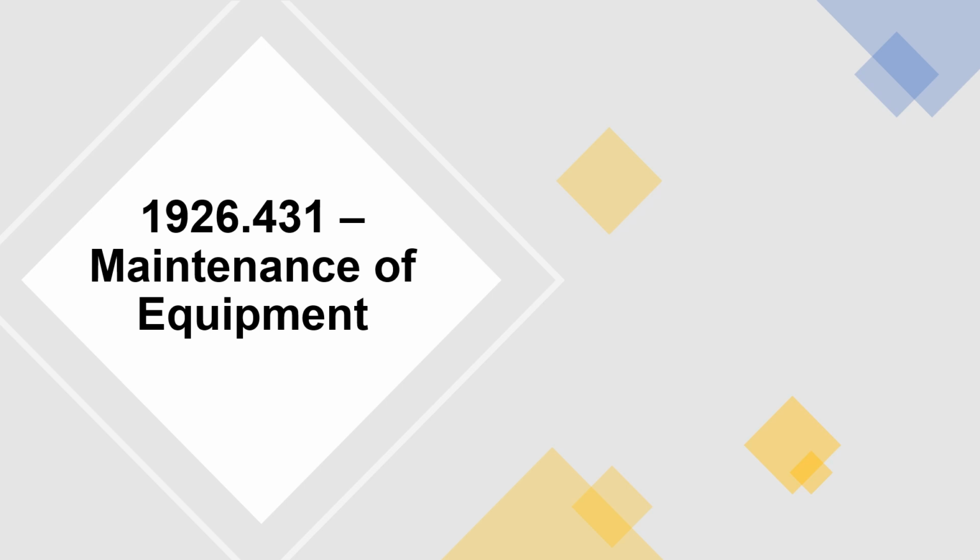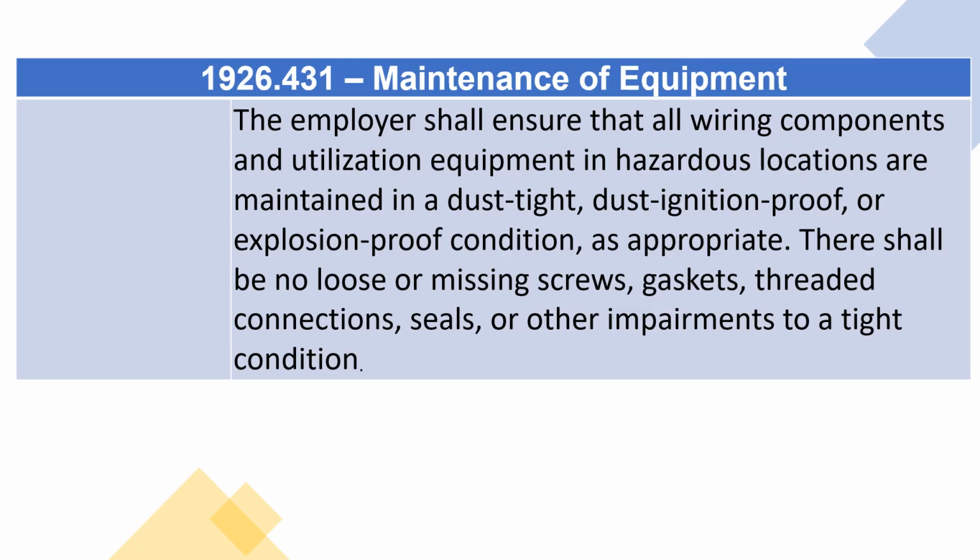1926.418 through 1926.430 is reserved. 1926.431 Maintenance of equipment. The employer shall ensure that all wiring components and utilization equipment in hazardous locations are maintained in a dust-tight, dust-ignition-proof, or explosion-proof condition as appropriate. There shall be no loose or missing screws, gaskets, threaded connections, seals, or other impairments to a tight condition.